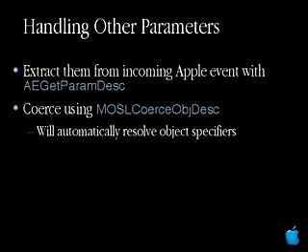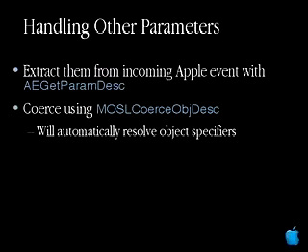If there are other parameters on an Apple event, you have to extract them manually with good old AE get param desc. And there's a useful MoreOSL routine to coerce it. If it happens to be an object specifier, it'll do the resolution for you. This is useful for things like set name of file 1 to name of file 2. In that case, the to parameter is an object specifier, name of file 2.